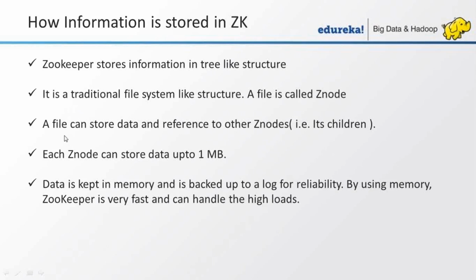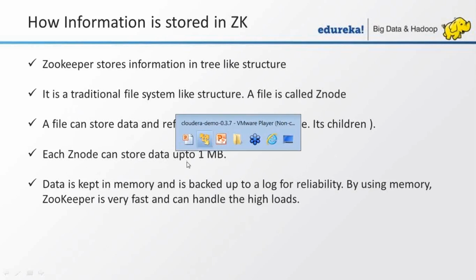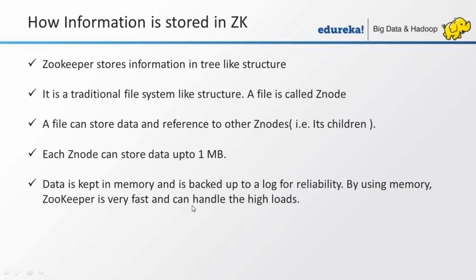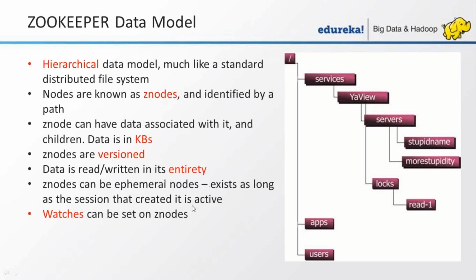So this is telling us that a file can store data and reference other ZNodes. Each ZNode can store data up to 1 MB. So this child Rajiv is nothing but a ZNode. This is the hierarchical structure it is talking about. The ZooKeeper data model is a hierarchical data model, much like a standard distributed file system. Nodes are known as ZNodes and identified by a path. A ZNode can have data associated with it and children. Data is in kilobytes. ZNodes are versioned. Data is written in its entirety.